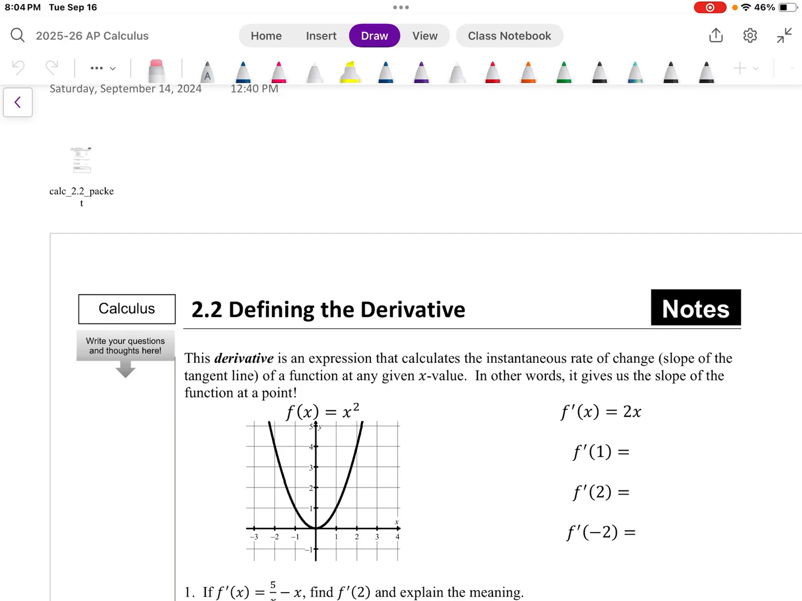The derivative is an expression that calculates the instantaneous rate of change, or the slope of the tangent line, of a function at any given x value. In other words, it gives us the slope of the function at a point.